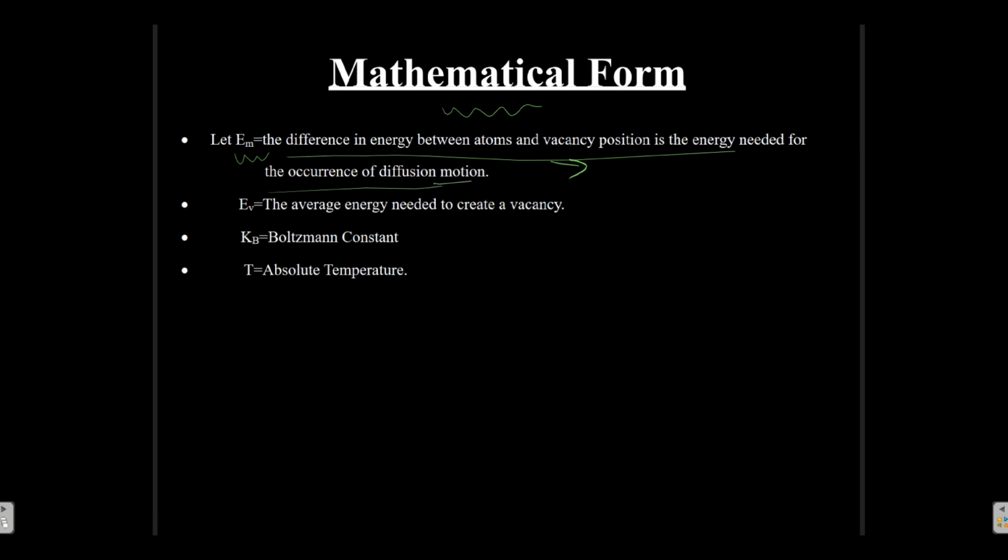That means this is the activation energy. Similarly, EV is the average energy needed for the creation of a vacancy. KB is the Boltzmann constant. T is the absolute temperature.